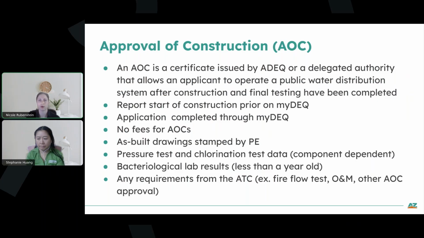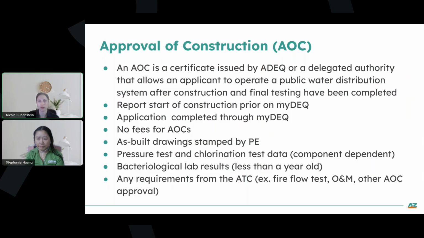So the main components that we request for the AOC are as-built drawings stamped by a professional engineer. There's pressure test and chlorination test data that is required depending on the component. So some of the components will require that, some of them won't. All components do require the bacteriological lab results that are less than a year old.